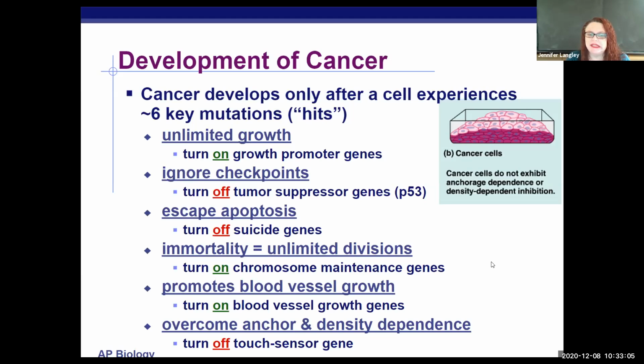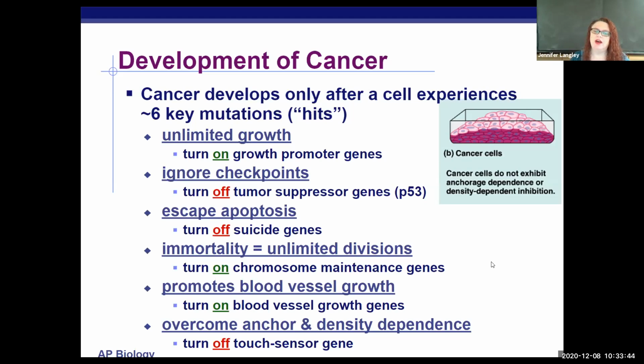We have immortality, where we turn on the maintenance genes, so it just keeps going and going instead of fixing and stopping. It just is constant. We promote blood vessel growth. Now, cells have to get nutrients, and if a tumor has a lot of blood vessels growing into it, now it's getting like an unlimited buffet. All these nutrients are coming in, and so it's going to grow like crazy. There's a gene that is triggered that turns that on.